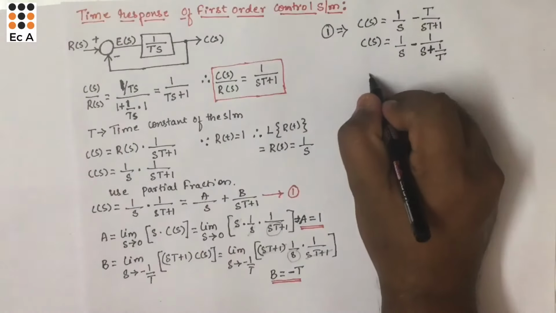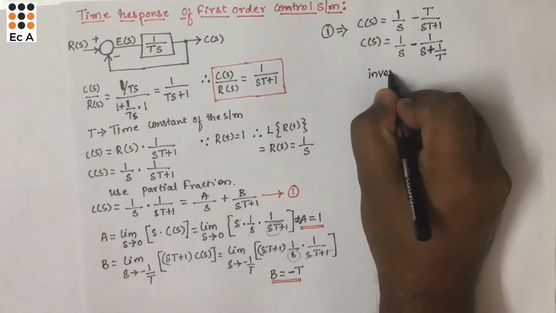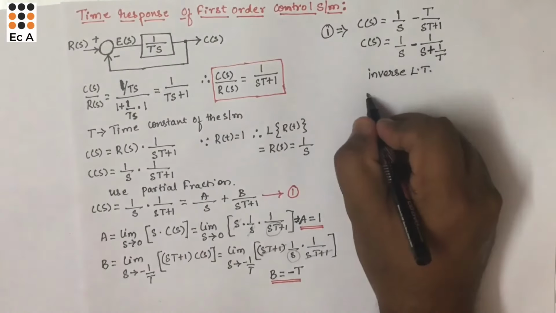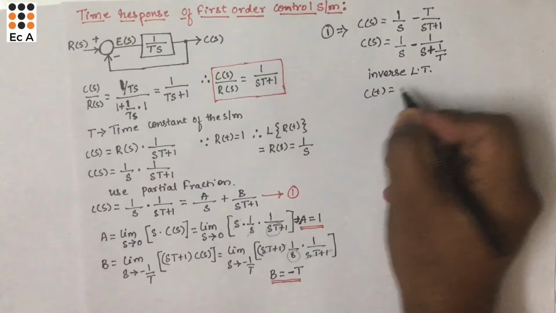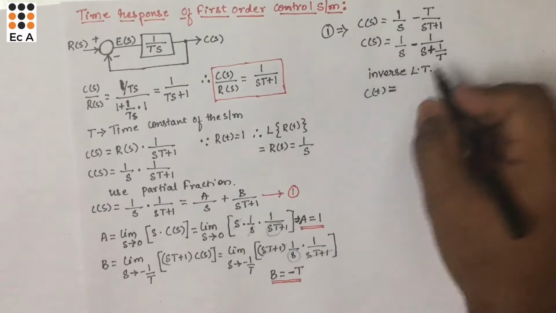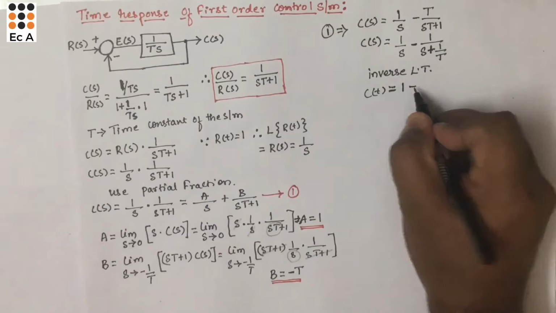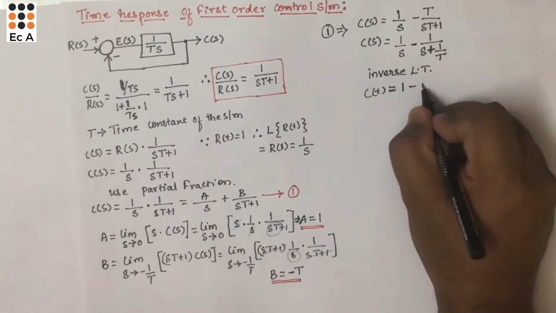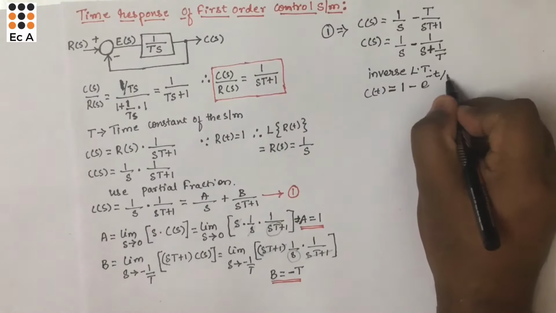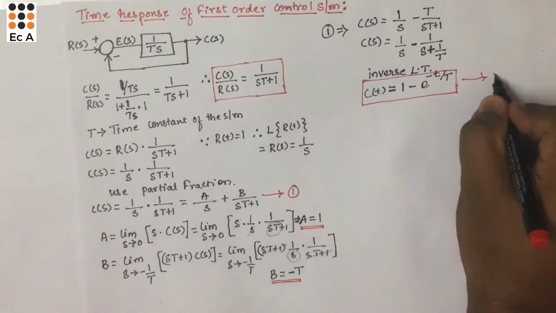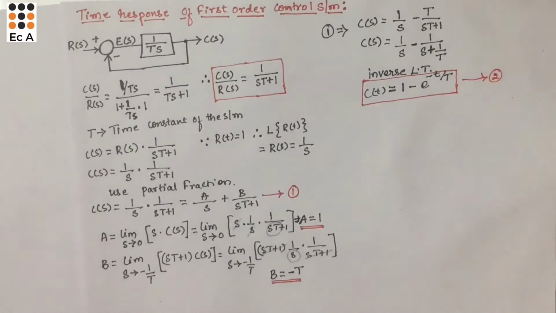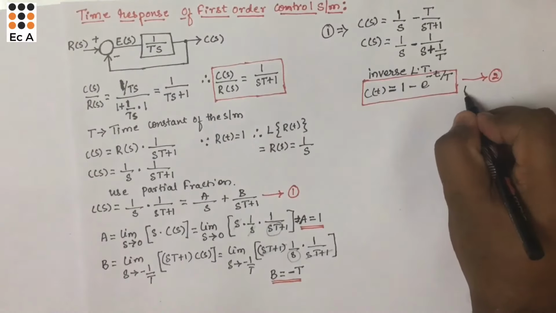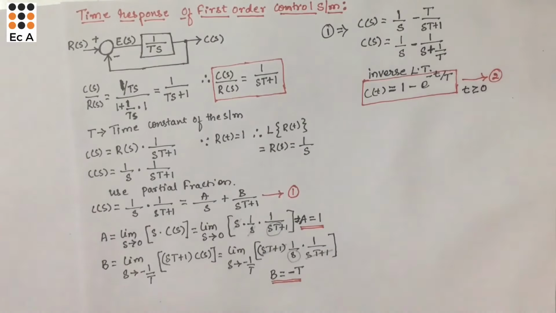Now let us apply inverse Laplace transform. So we can write c(t) is equal to, if you apply inverse Laplace transform, for 1/s it will be 1, minus this term will become e to the power of minus t by capital T. Let us take this as equation number 2. This equation is true for t greater than or equal to 0.